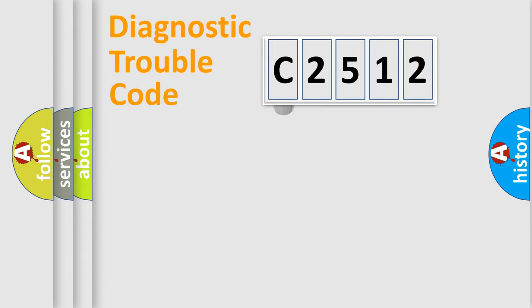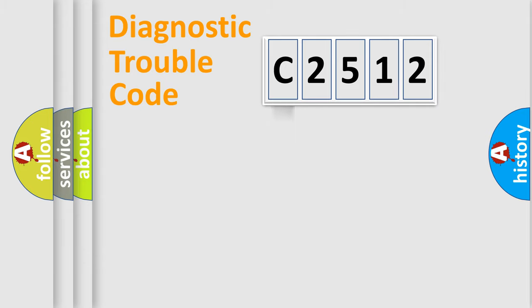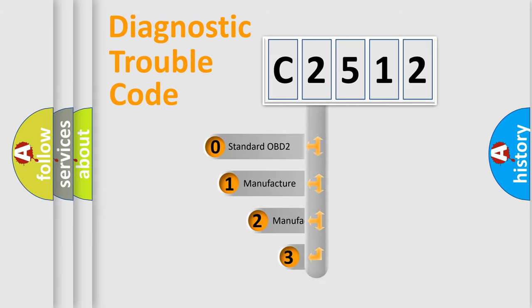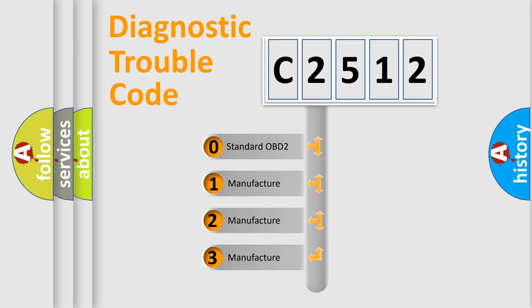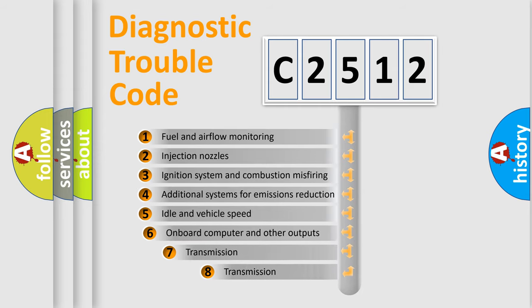Let's do this. First, let's look at the history of diagnostic fault code composition according to the OBD2 protocol, which is unified for all automakers since 2000. We divide the electric system of the automobile into the four basic units: powertrain, body, chassis, network. This distribution is defined in the first character of the code. If the second character is zero, it is a standardized error. In the case of numbers 1, 2, 3, it is a manufacturer-specific error.